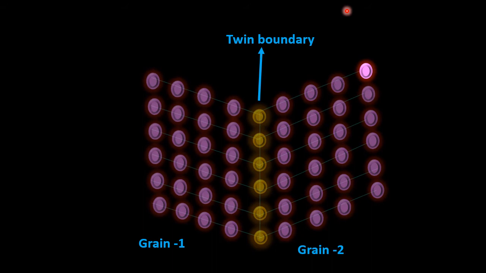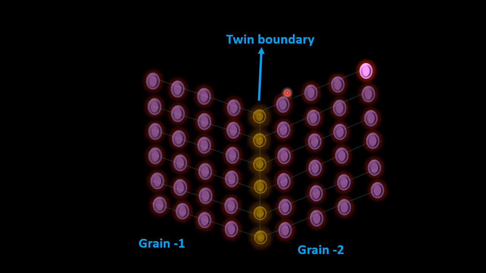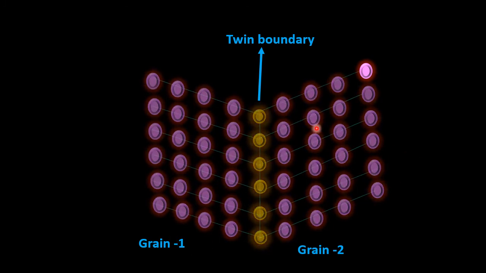Annealing twins are typically found in materials which have the FCC crystal structure, while mechanical twins are usually observed in materials which have the BCC, or body centered cubic, or HCP, hexagonal close packed, structures. So these are the two types of twin boundaries which are usually found in different types of materials, and these depend on the structure of the material.